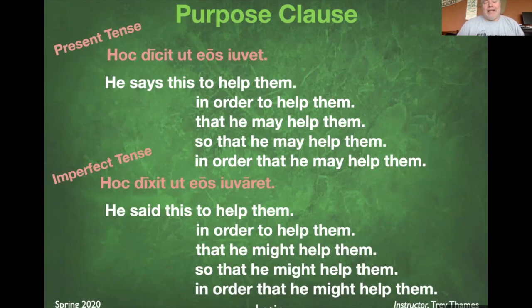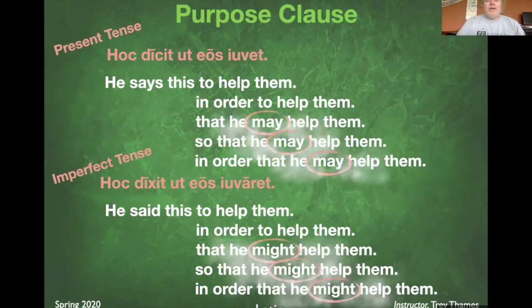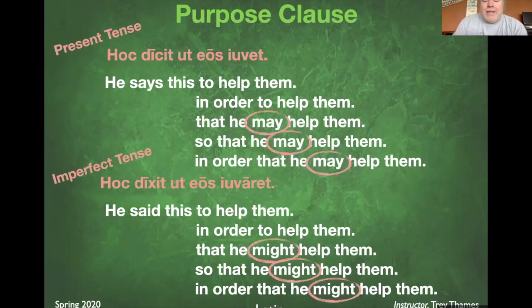He said, Dixit, he said this, hoc, to help them. You could also translate it in order to help them. He said this that he might help them. He said this so that he might help them. He said this in order that he might help them. All of these, just like the top section, are options, a way to translate this, just a little bit different. But notice the difference here: on the top section, because it's present tense subjunctive, you use the word may, and in the bottom section, you used might for the imperfect subjunctive.